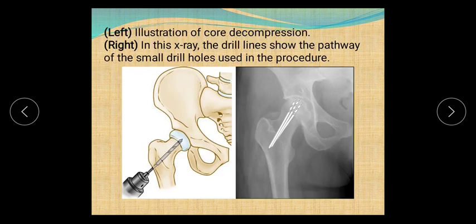This figure is illustrating the core decompression. With the help of a drill bit, a tunnel is drilled from the lateral end into the head of the femur. Like that, multiple drills are done to decompress the necrosed area, and in these drill holes, new blood vessels and new bone get formed, and the bone becomes strong, and it does not allow collapse and further progression of the disease.